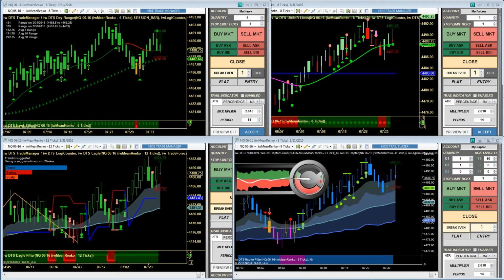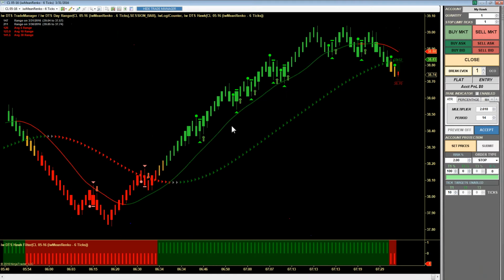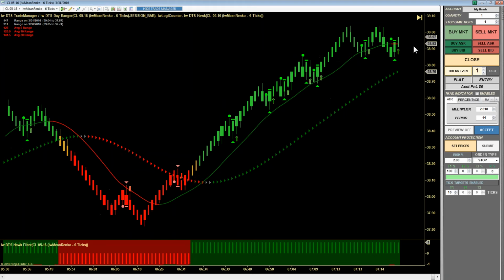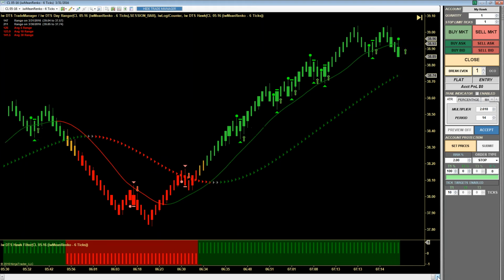Pretty sure we would have got a signal on the Hawk. Yeah, there it is. Nice little first micro-macro cross just at the beginning of that run up. And there we go. Now here's a macro pullback signal.